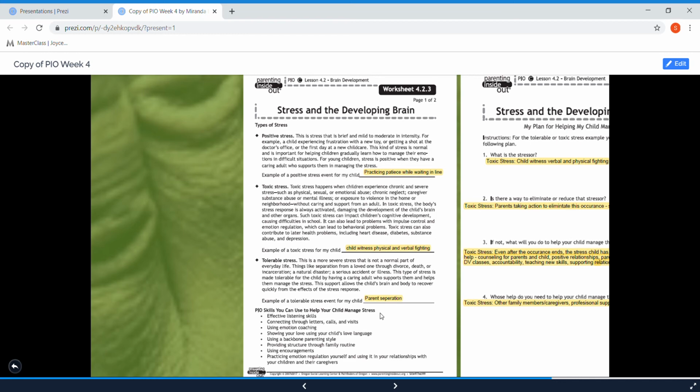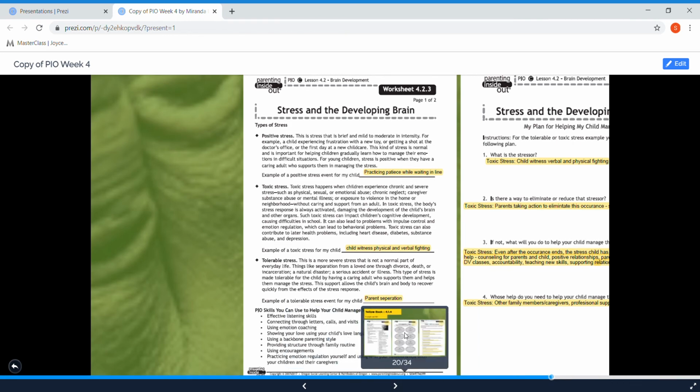So we cover a lot of different skills in PIO that help us manage, help our children manage stress. Some of these are effective listening skills, connecting through letters and calls, using emotion coaching, showing your love using your child's love language, using a backbone parenting style, providing structure through family routine, using encouragements, and practicing emotion regulation yourself and using it in your relationships with your children and their caregivers.